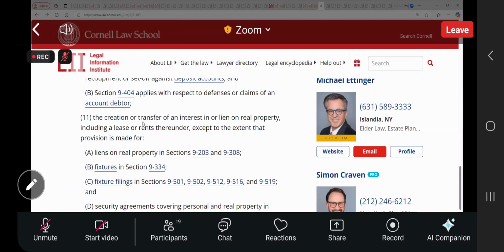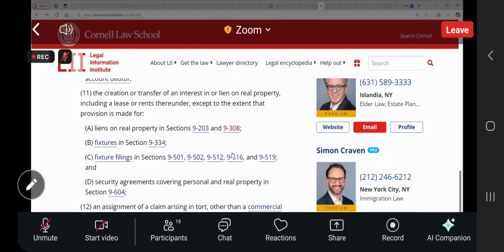Now, number 11, the creation or transfer of an interest in or lien on real property, including a lease or rent thereunder, except to the extent that provision is made for liens on real property in section 203 and 9308. Now, look what it's saying you can't do this for. On rents, if you have an apartment, it says the creation or transfer of an interest in a lien on real property, including lease or rents thereunder. Okay, fixtures.